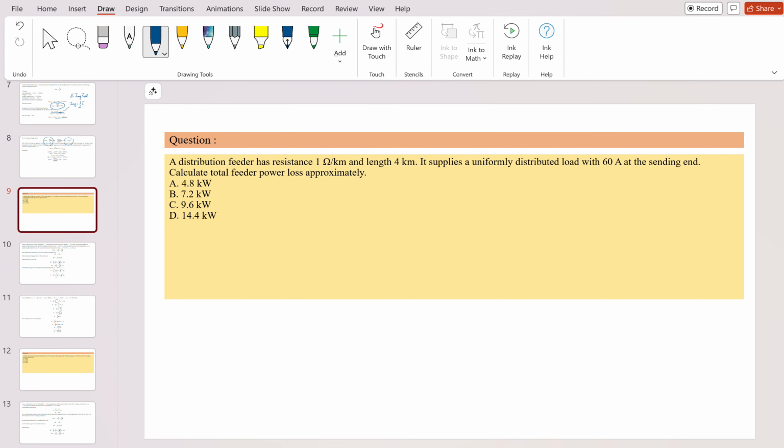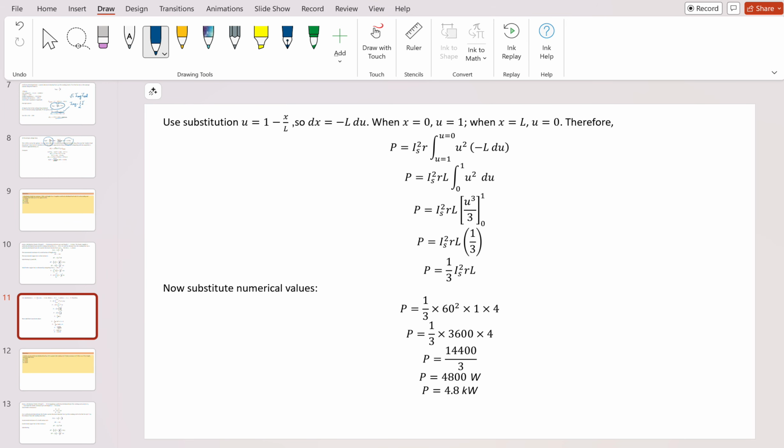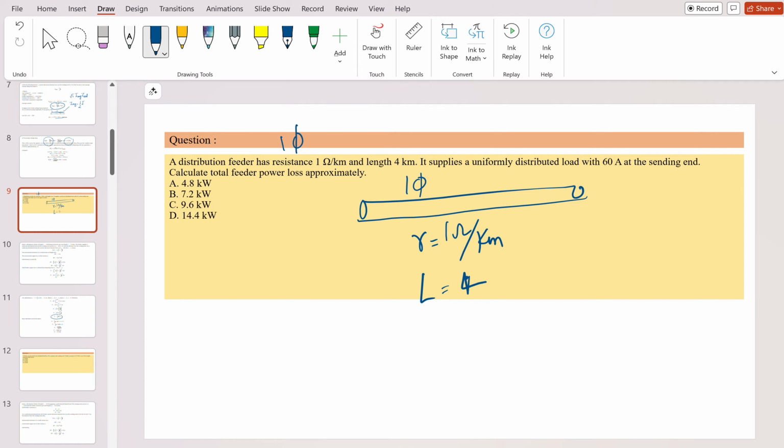Okay, let me give the solution. In the derivation part, we have already seen the value of the power loss. That will be equal to power is equal to 1 by 3 times Is square RL. In this problem, it is not given, so assume that it is a single phase feeder, and small r is 1 ohm per kilometer, L is 4 kilometer, and Is is already given as 60 amps. Power loss means basically the copper loss will be equal to 1 by 3 times Is square rl.